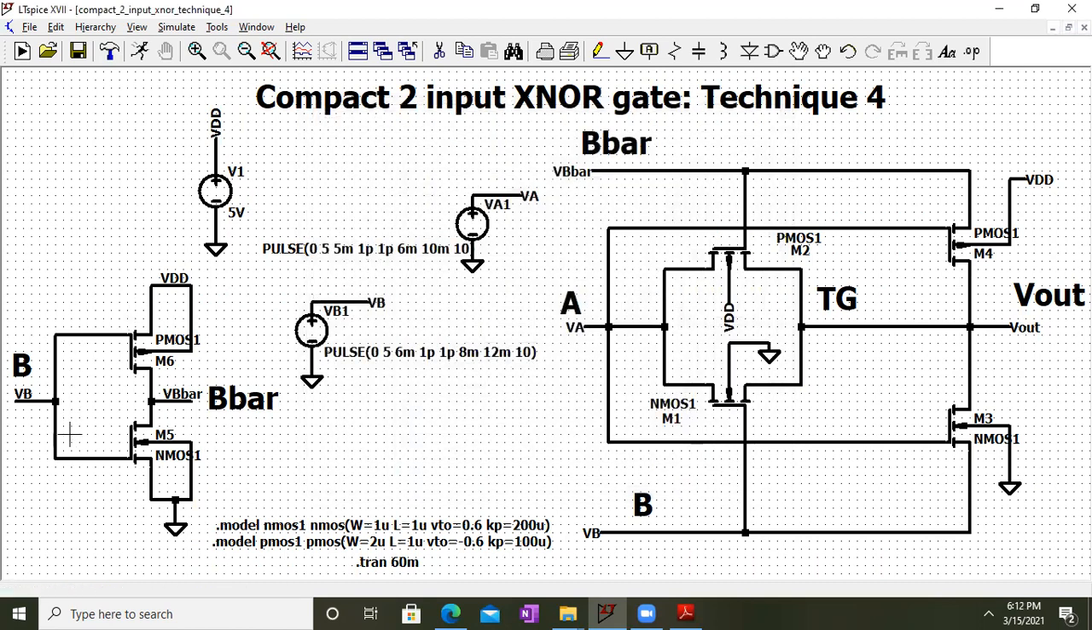Now, additionally, we have connected a CMOS inverter to generate B bar from B. So the total transistor count over here is 2 for transmission gate, 2 for CMOS inverter, and additionally 2 for these conditional CMOS inverter. Now let us simulate this.